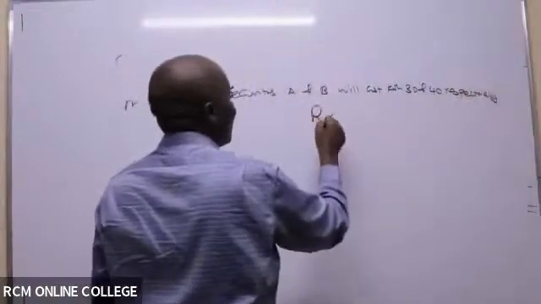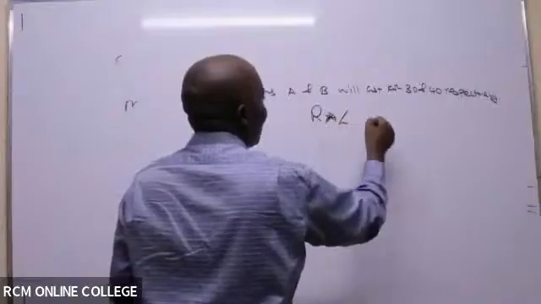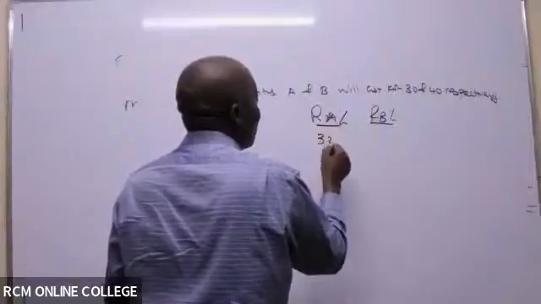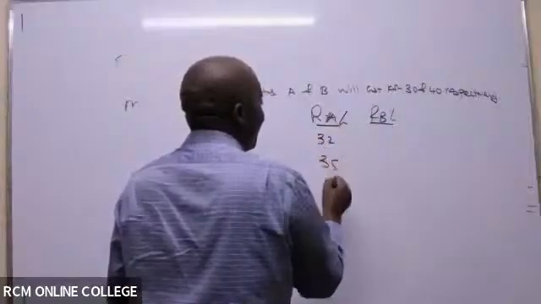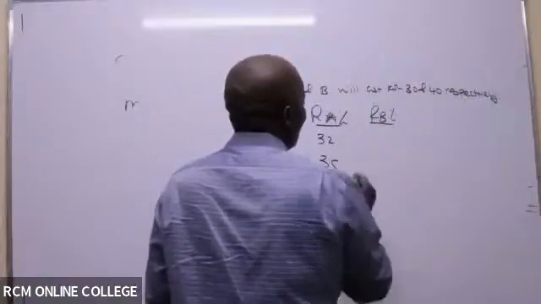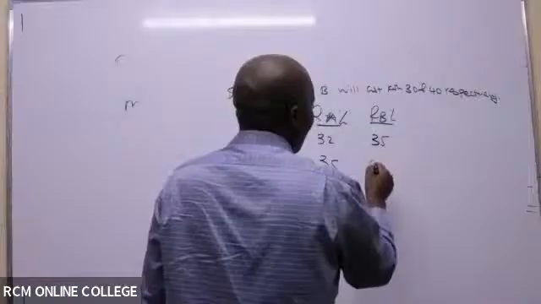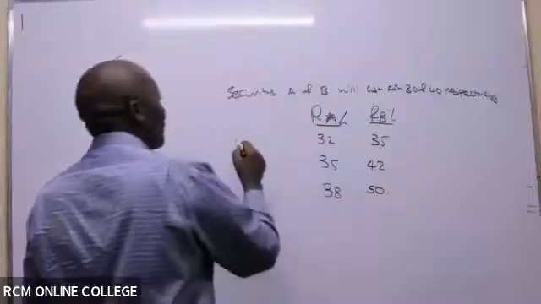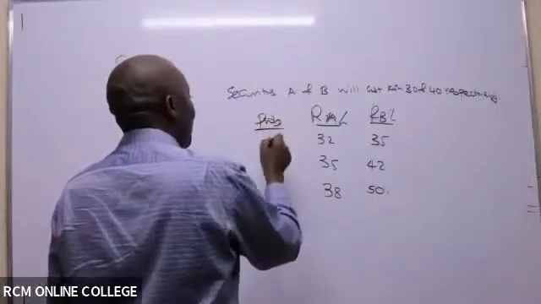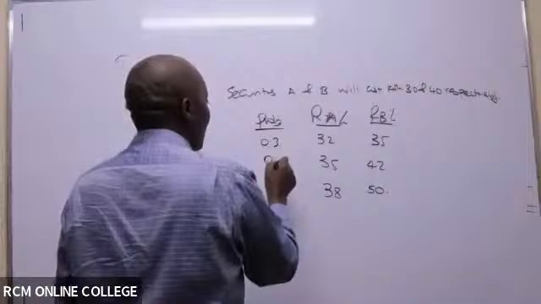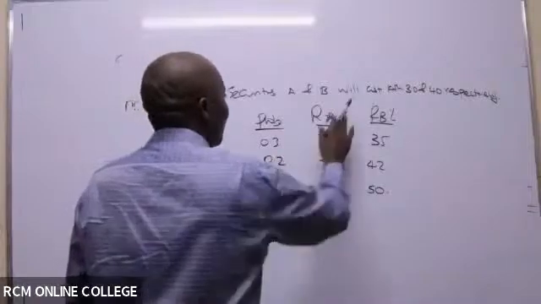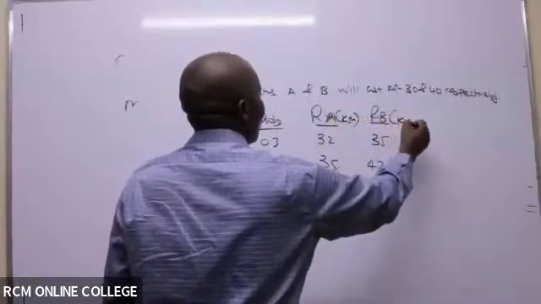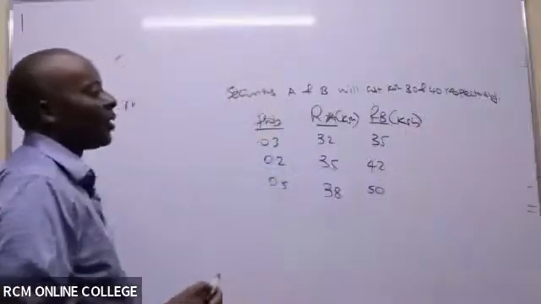And then they'll give you returns of A, returns of B. So here we have, for example, this could be 32, this could be 35, this could be 38, this could be 35, this could be, for example, 42, this could be 50, like that. And then you are given probabilities. This is very popular in your exams. 0.3, 0.2, 0.5. Sorry, this is supposed to be returns in Kenya shillings, not percentages.